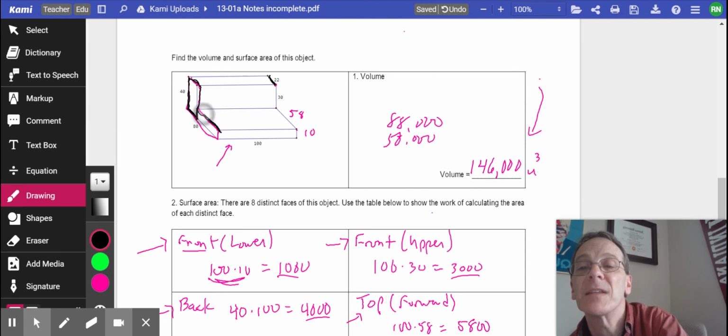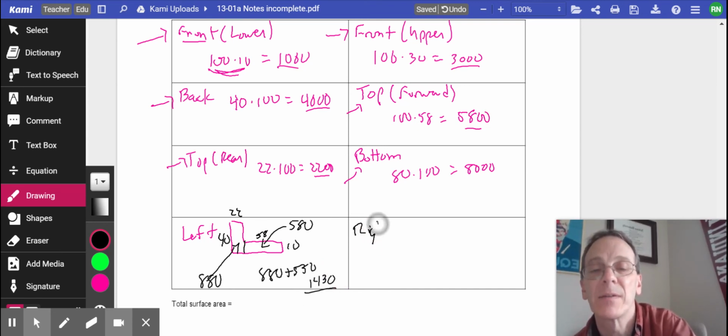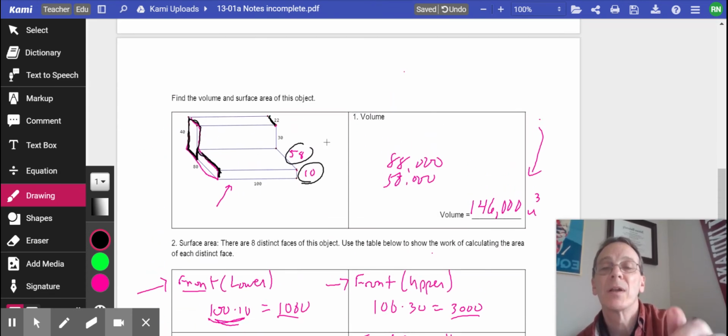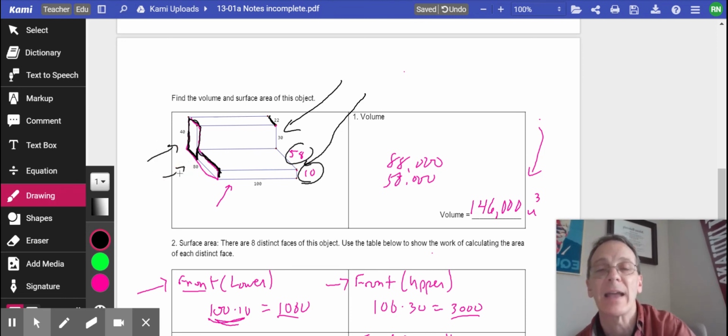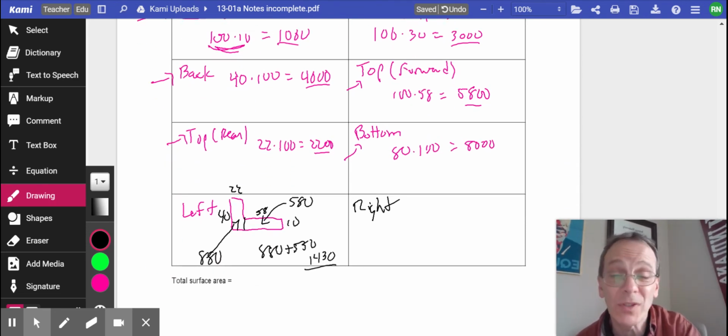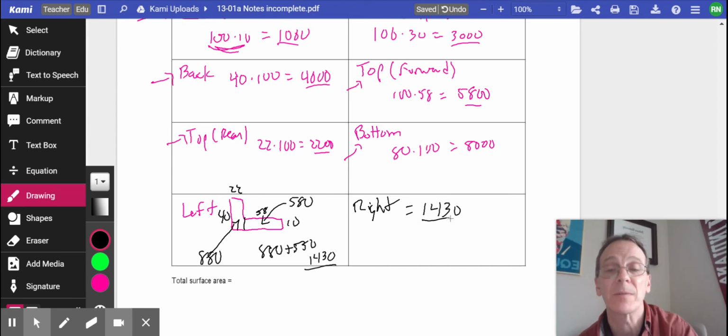And then what is that rectangular area there? We figured out that's 58, and that is 10. We got that earlier. 58 by 10, so that's 580. And so the total would be the 880 plus the 580, which would be 1,430 for the left. The right side of this building or step stool would be identical to the left side, right? So I'm not going to do all those calculations all over again. The right side is also equal to 1,430.